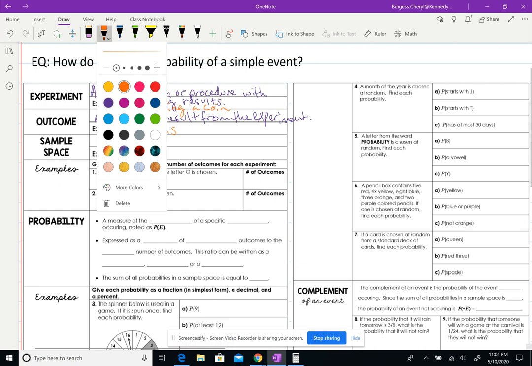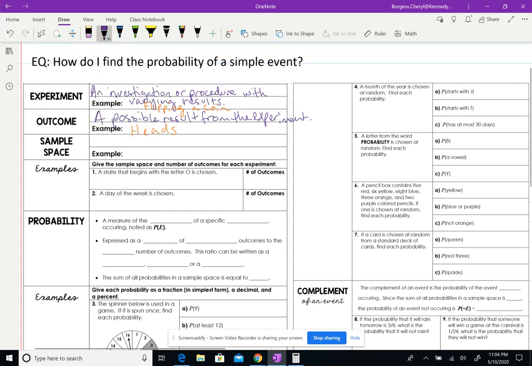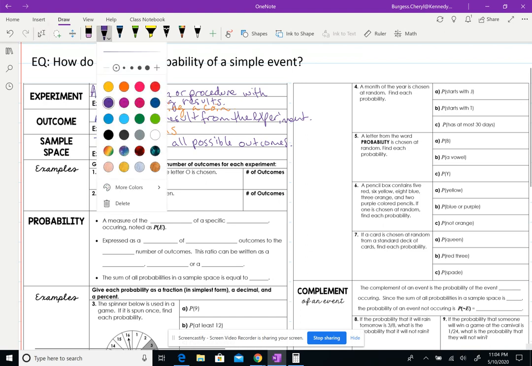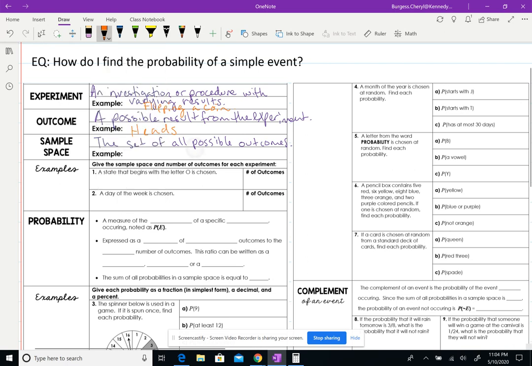What is sample space? Sample space is the set of all possible outcomes. What did I say the outcomes were for flipping a coin? That's right, heads or tails. So that is my sample space. If I'm writing a set, I'm going to put it in braces. Braces look like this, and my outcomes were heads and tails. Those are my only two choices, so those are my possible outcomes.